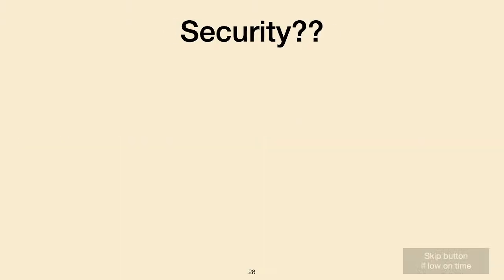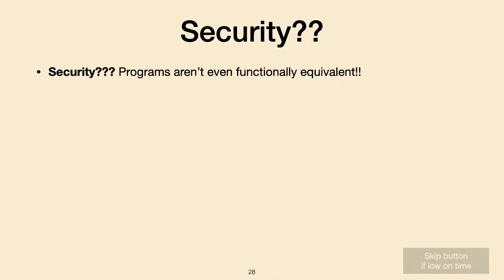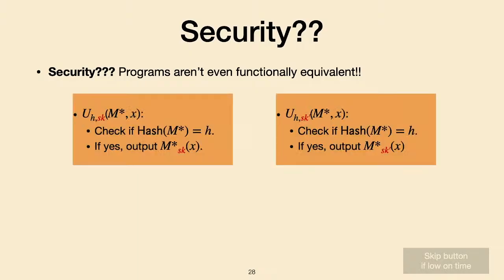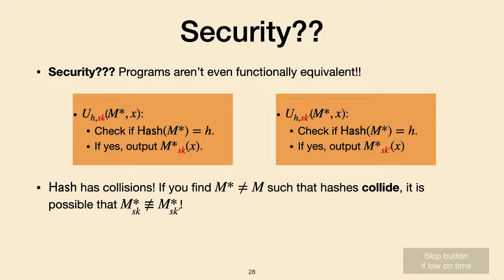But proving security is completely unclear. Security: the programs aren't even functionally equivalent, right? Because if I take the two programs that I'm obfuscating for SK and SK prime, and I find any hash collision, so if I find some M star not equal to the original M, where M star on SK and M star on SK prime are not functionally equivalent, then these are not functionally equivalent programs.